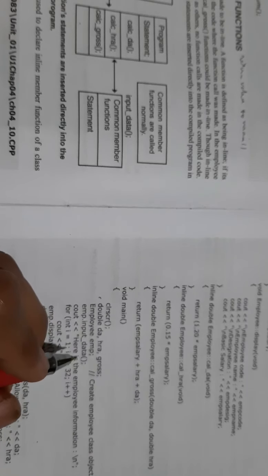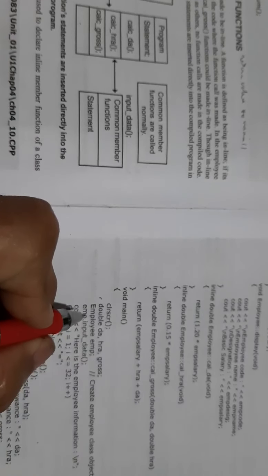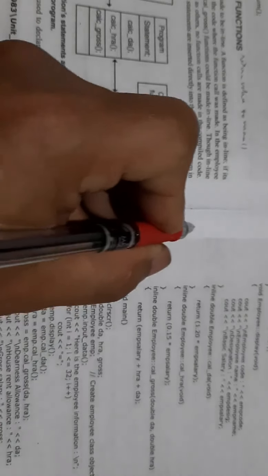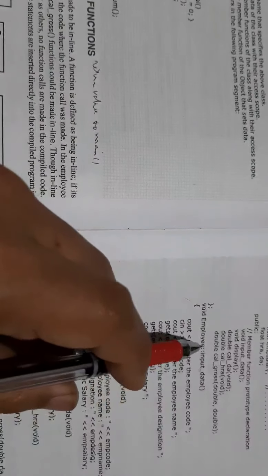So the calling function calls this function. Now, since this member function input data is a part of the class declaration, and since it is a prototype declaration, the function body has been defined outside of the class, and the only way to identify it with the class employee is by using the scope resolution operator.